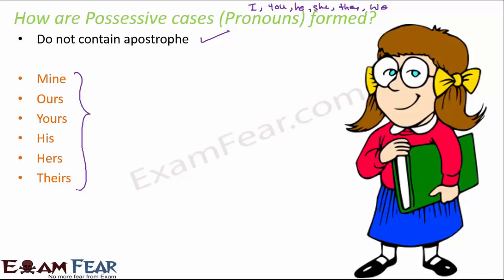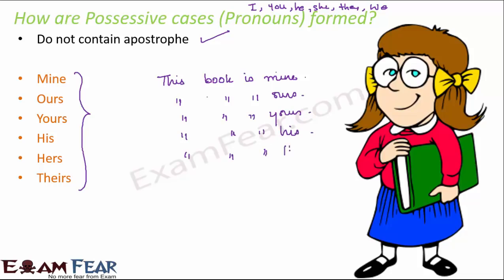So let us see how do we use them. So let's say if we have to say, this book is mine. It actually means that this book belongs to me. This is my book, right? Similarly, you can say this book is ours, or this book is yours, or this book is his, or this book is hers, this book is theirs. Right? So in this fashion, we use these possessive pronouns.